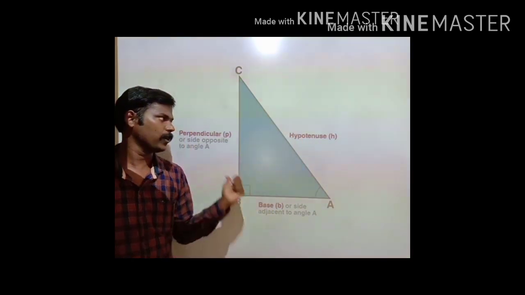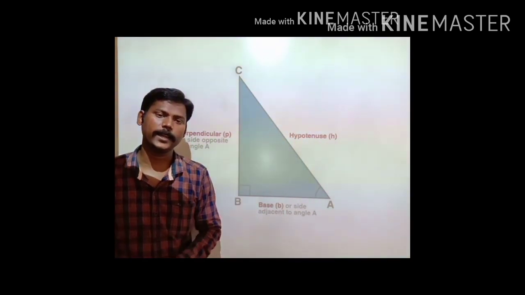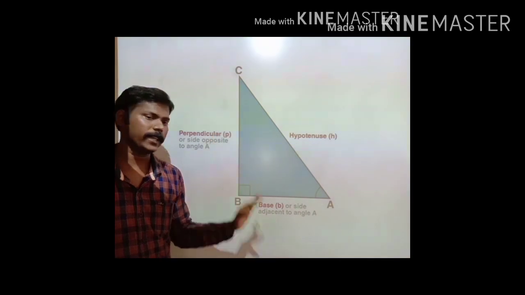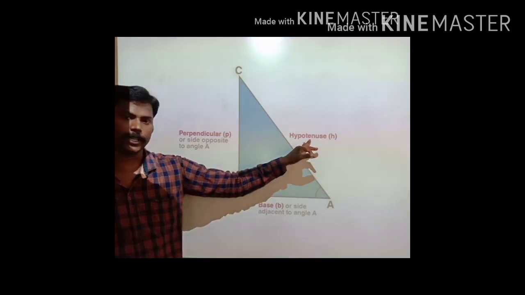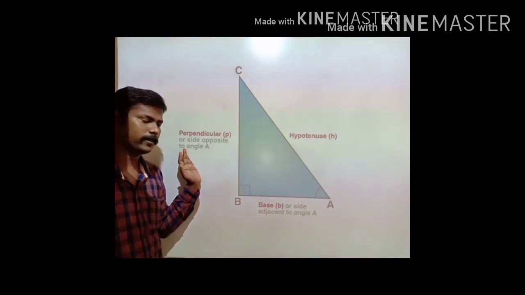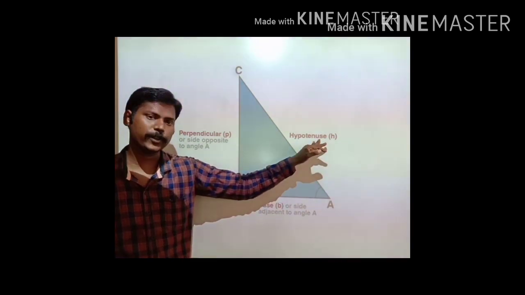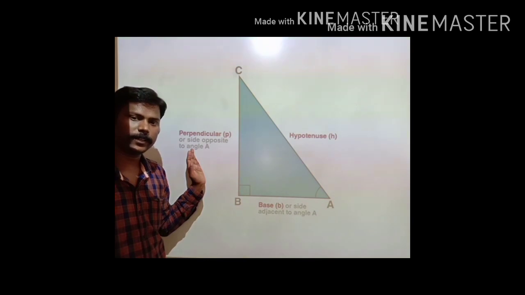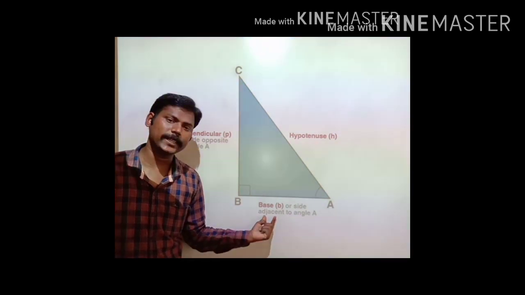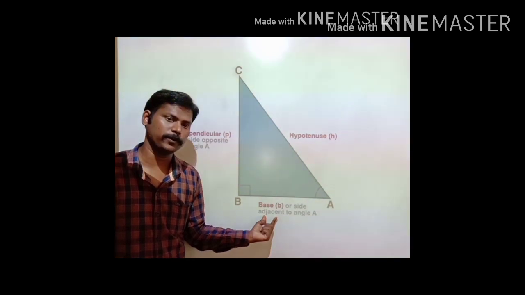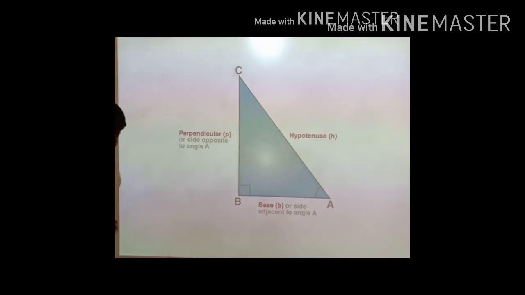So this is the definition of the three sides in a right angle triangle: hypotenuse, perpendicular, and base, which are also called hypotenuse, opposite side, and adjacent side. Are you following me, children? Please note it down.